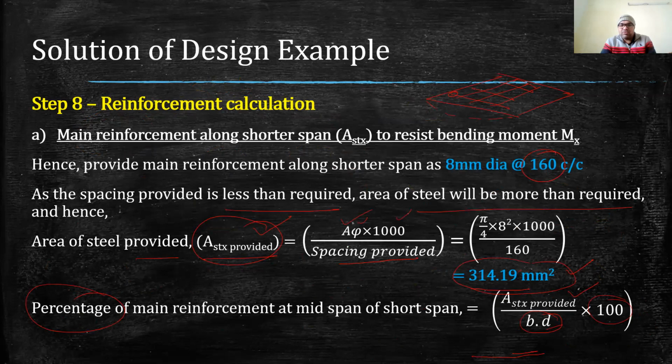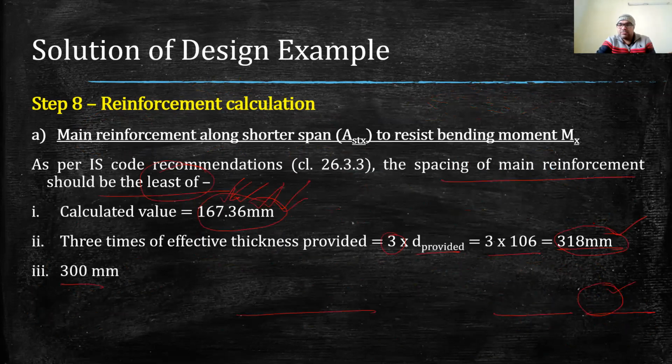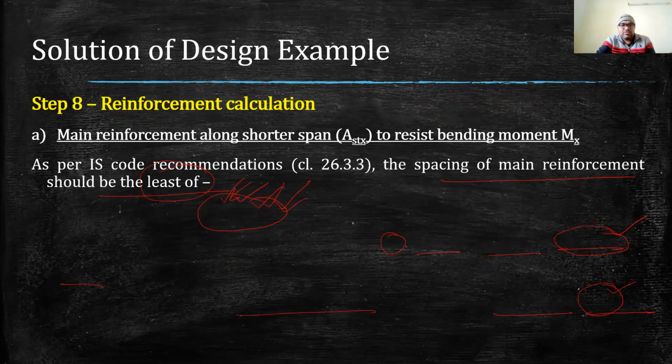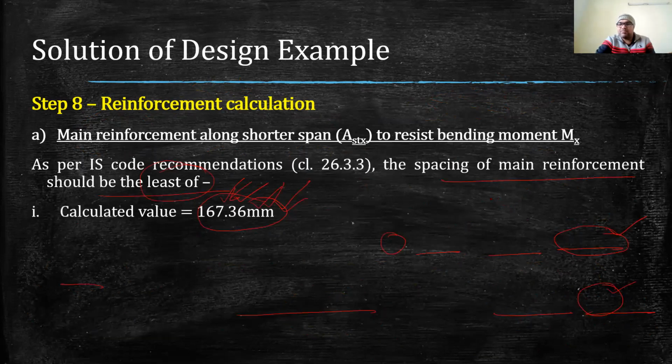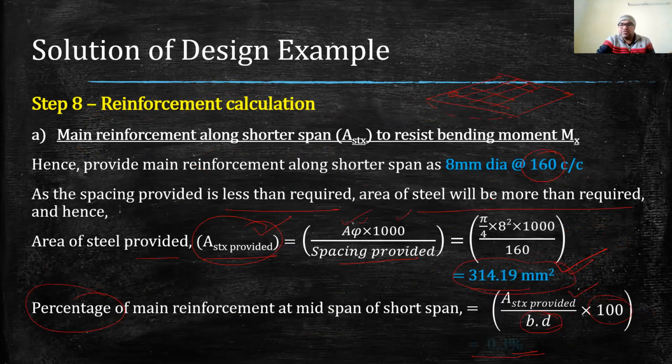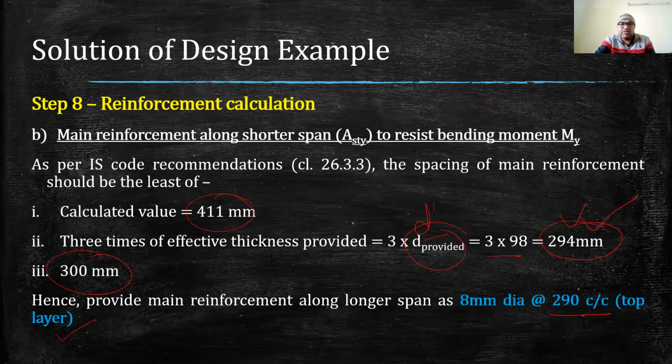Yes, so this was the AST provided, and this is the value of ASTX required. So we will use this value and the provided value, and the percentage of steel which we have just calculated. This value will also be used to calculate the value of MF1. So now I will go to there.